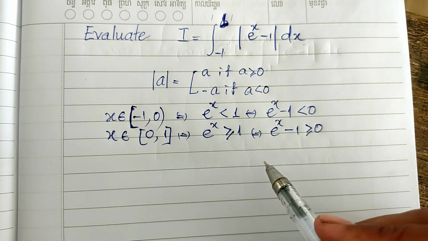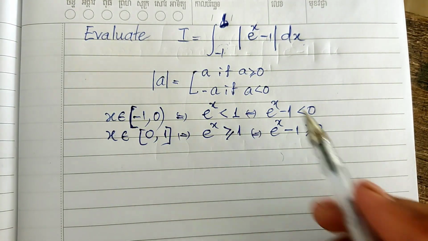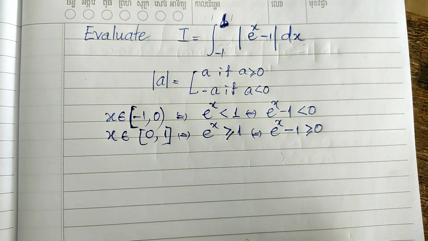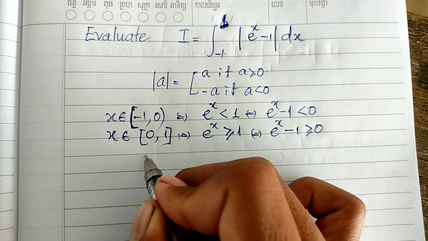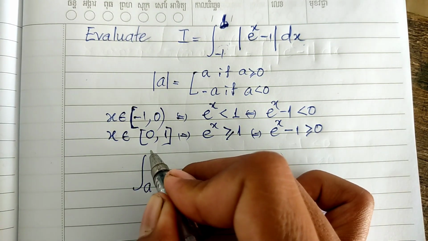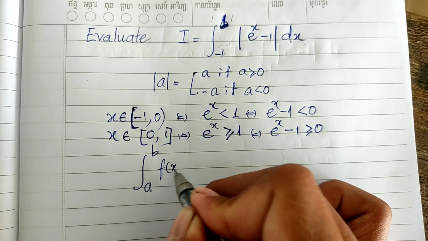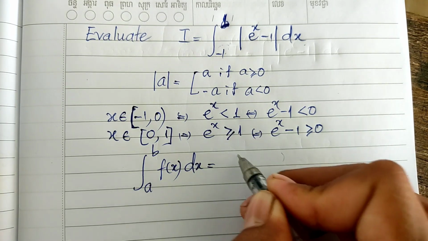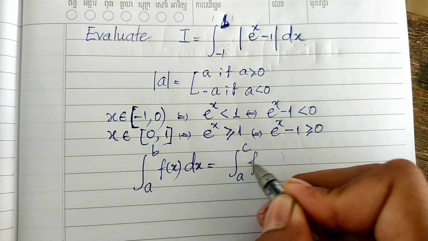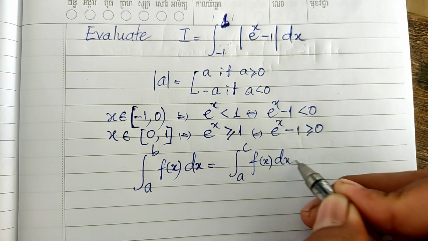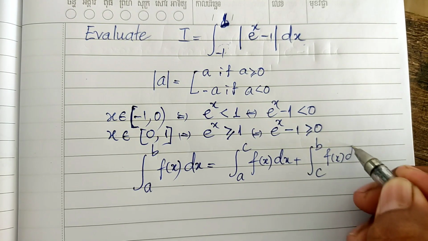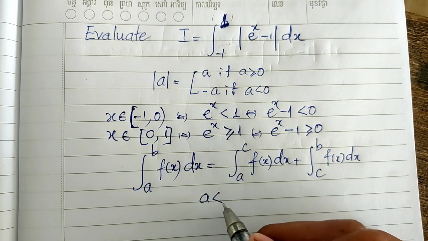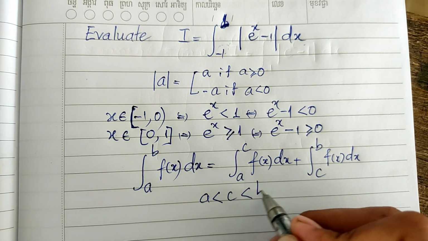Okay, now from this you see it has different signs, so we can write it using one rule that we know: the integral from a to b of f(h) dh is equal to the integral from a to c of f(h) dh plus the integral from c to b of f(h) dh, where a is smaller than c and c is smaller than b.